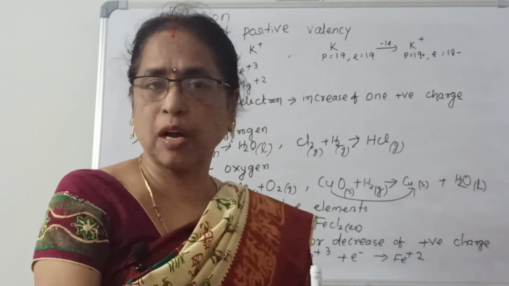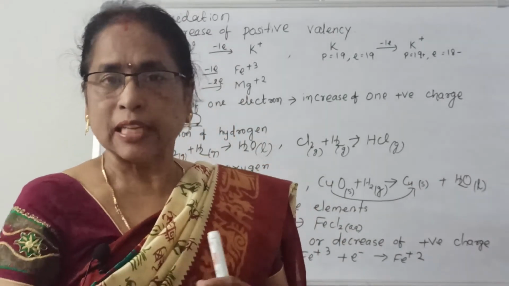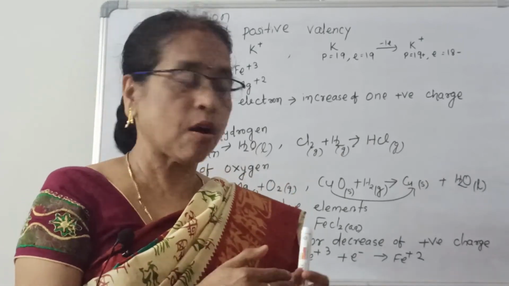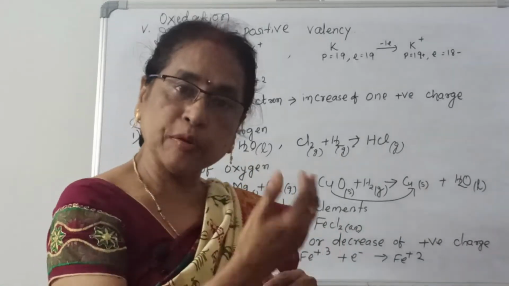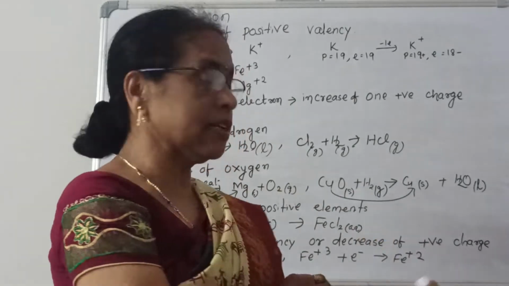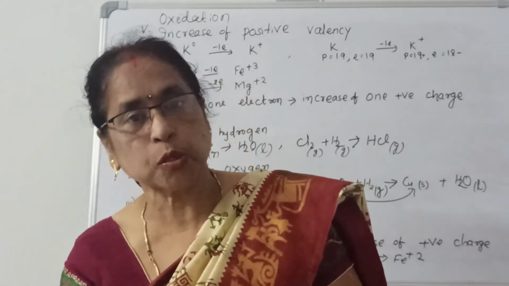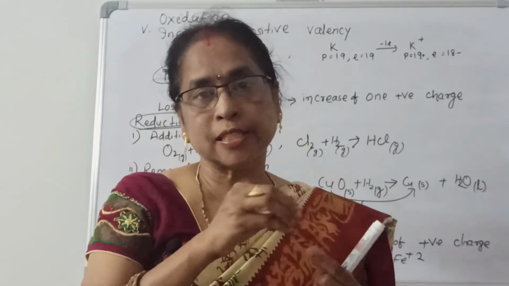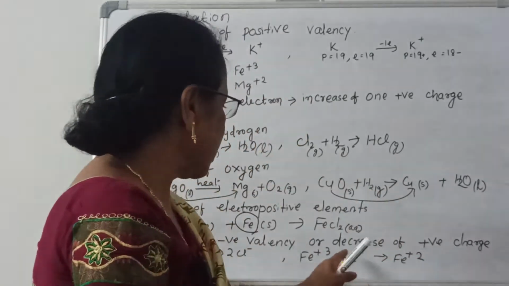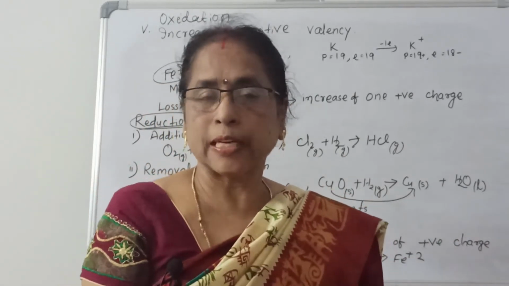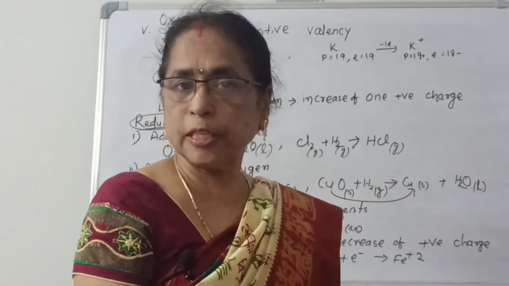Suppose it is -1, it changes to -2. That means an increase from 0 to -1. This is known as increase of negative valency, or you can say in reverse, decrease of positive charge. Let us see, Fe+3 changes to Fe+2. That means +3 changes to +2. Here you can see decrease of positive charge.